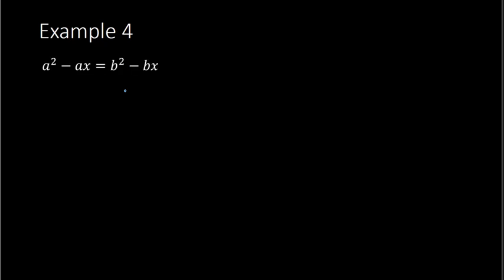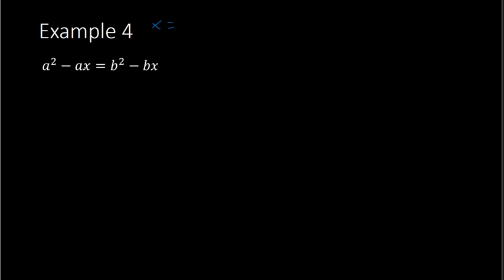One more example, we have a squared minus a times x equals b squared minus b times x. So for this one, at the beginning, it's not a fraction like the other examples. But by the end of this, it will be a fraction, and we'll explain why. So we want to solve this for x. That is our goal. So x equals something.